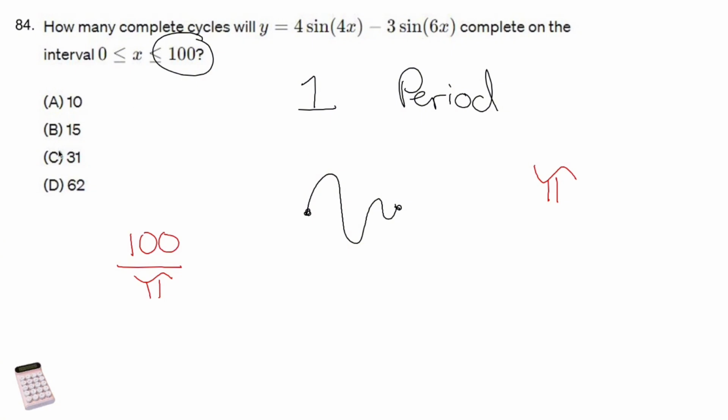Okay, so we got 31 point who cares, which means no matter what, we round down to 31 because we're completing cycles. If I were smart, I would have made 32 an option. But I guess I'm just not smart. I don't know what I'm doing. Either way, weird problem. Hope this helps.